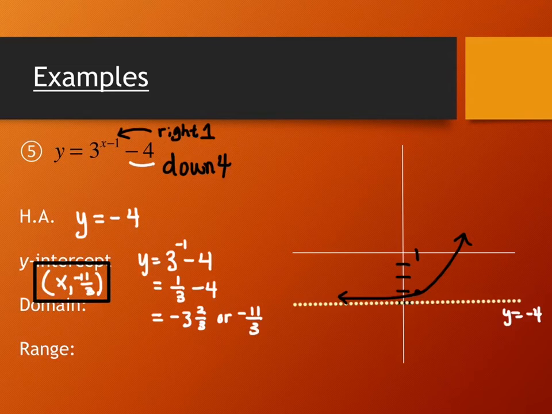All right, my domain is still all real numbers, right? It's -infinity to infinity. That doesn't change. However, the range does. The range got shifted down 4, so the range is actually from -4 to infinity.